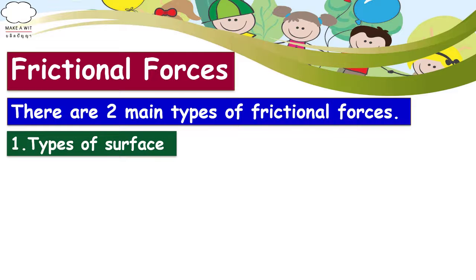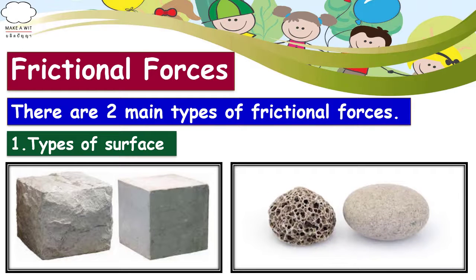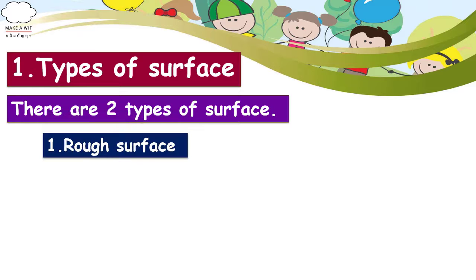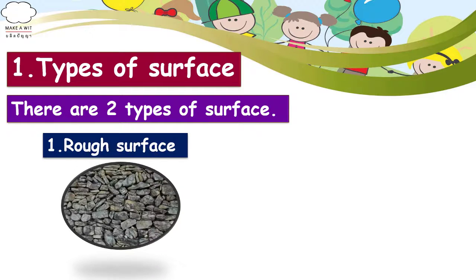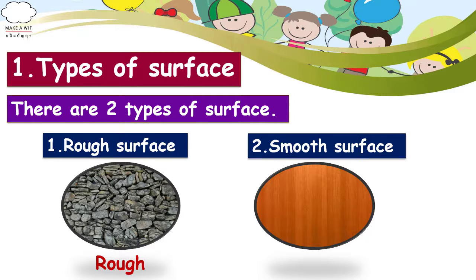Number 1, types of surface. There are two types of surface. As you can see, look at the pictures, please. Number 1, rough surface. And number 2, smooth surface. Again, there are two types of surface. Number 1 is rough, and number 2 is smooth.